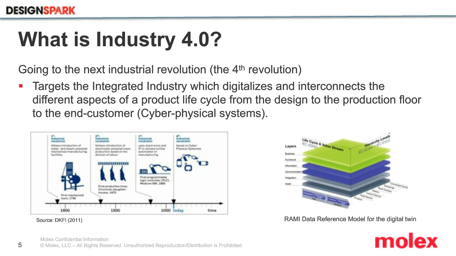4.0 is meaning the fourth industrial revolution after the water and steam power mechanical manufacturing as the first revolution. As a second revolution, the electrically powered mass production. And the third one, in which we are today, is the electronic and automated manufacturing. So this fourth revolution is now based on cyber-physical systems.